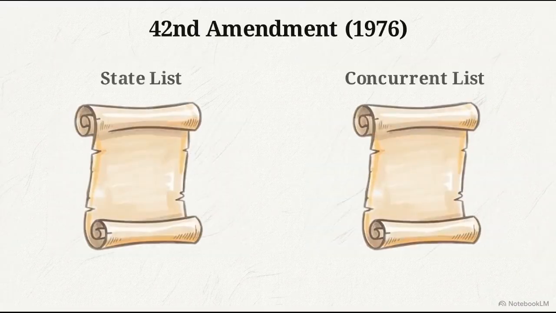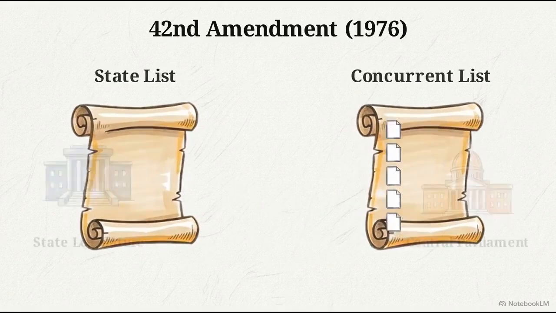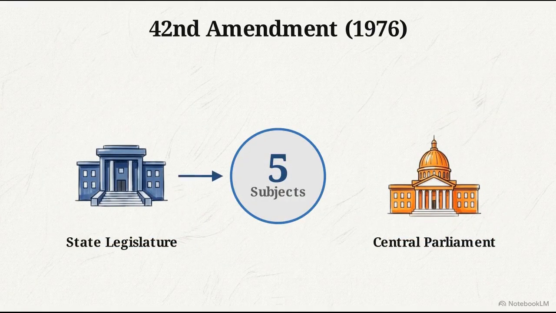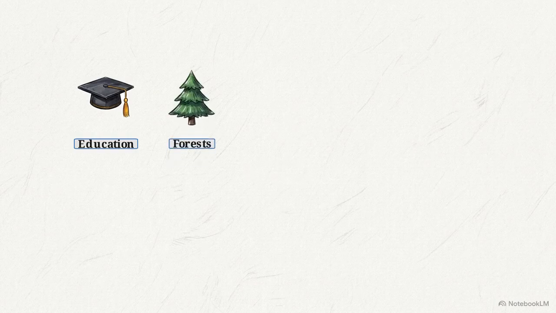In 1976, the 42nd Amendment transferred 5 specific subjects from the state list to the concurrent list. This meant that instead of only states having authority, the central parliament could now also legislate on these 5 matters. This shift is documented in Solution 4A, which confirms that the 1976 Act moved these 5 subjects to the 7th Schedule's concurrent list. To remember these 5 subjects, imagine an educated student who travels into a forest.